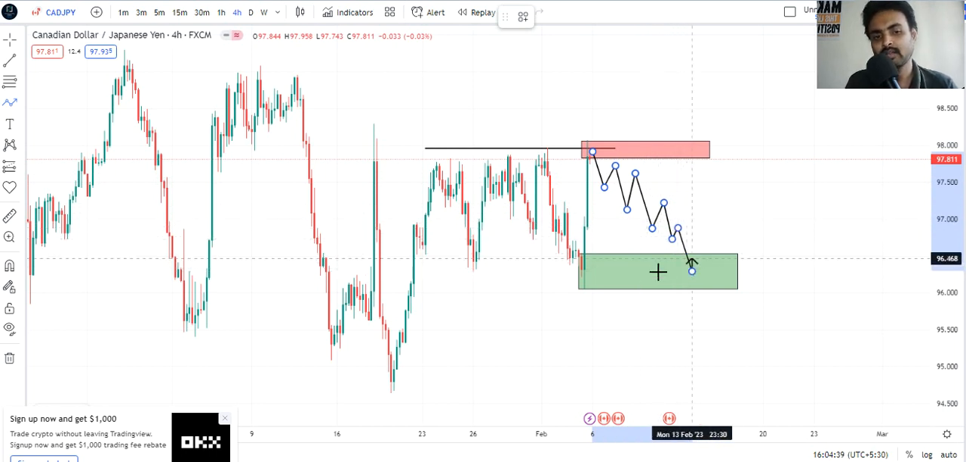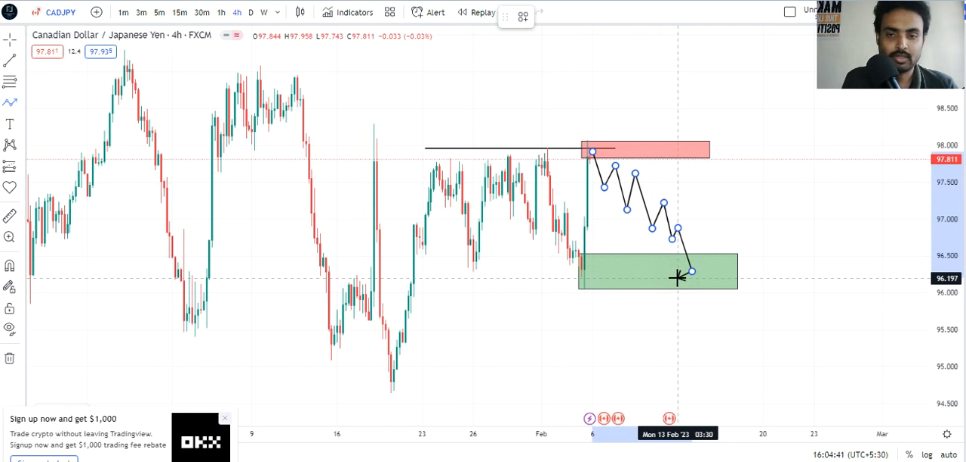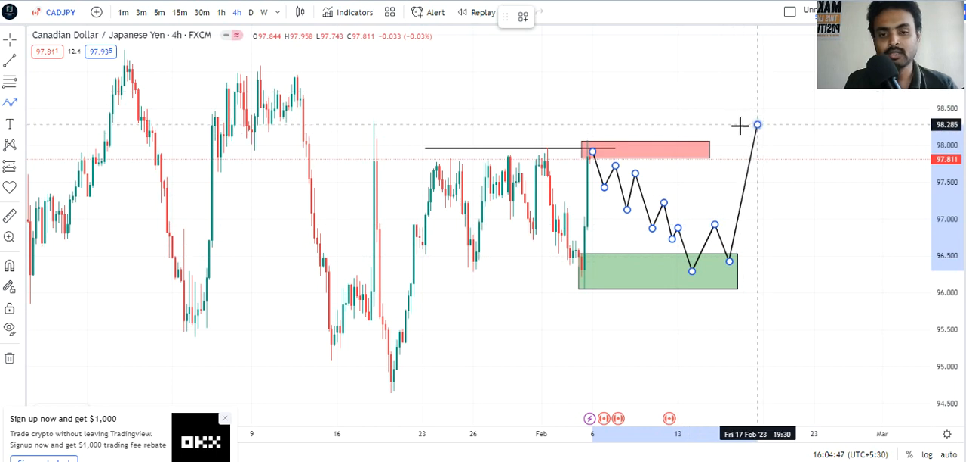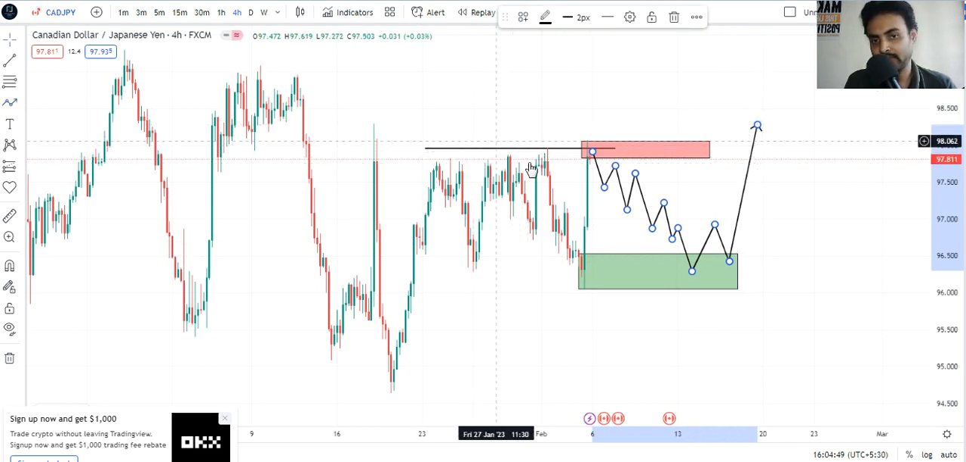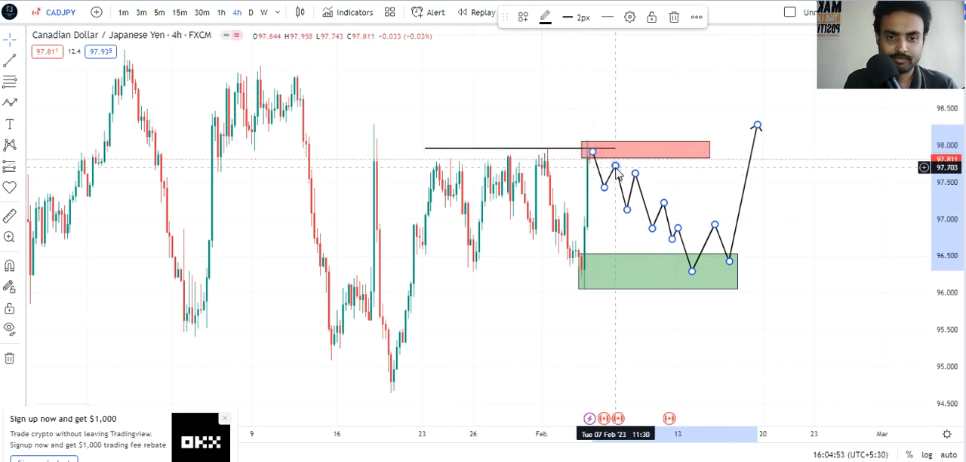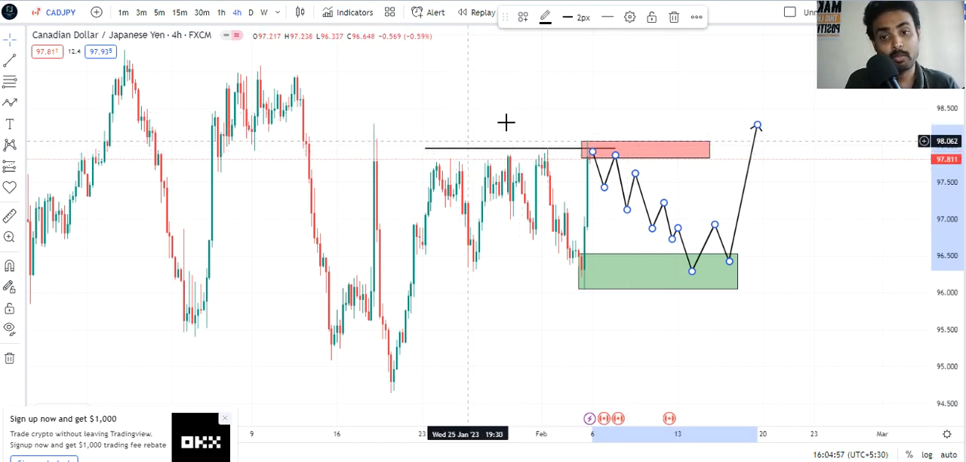So this may take maybe until Tuesday, price can come here. From there you can again look for the buying opportunity. So this has not completely taken the liquidity. Okay, liquidity is grabbed a little bit, but still some more money is there above.